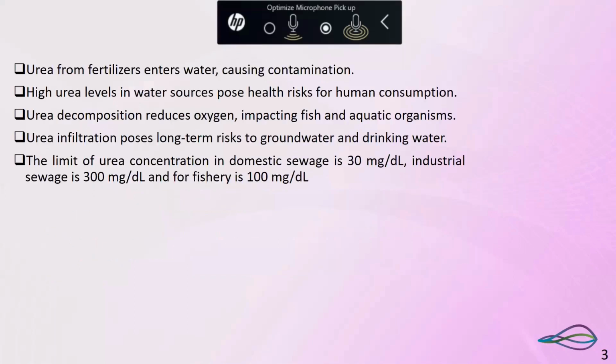So in the introduction, we will learn how urea is present in the water, and what the source of urea contamination in the water is. But the main focus area here is the limit of urea concentration: in domestic storage it should be 30 milligram per dL. For industrial storage, that should be 300 mg per dL, and for the fishery industry, it should be 100 mg per dL. So there will be the question of how to measure it.